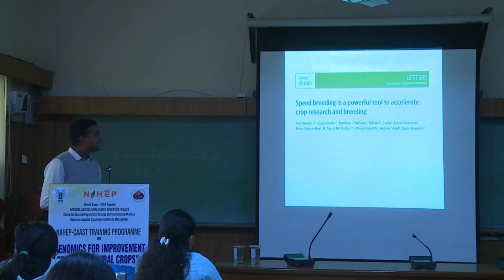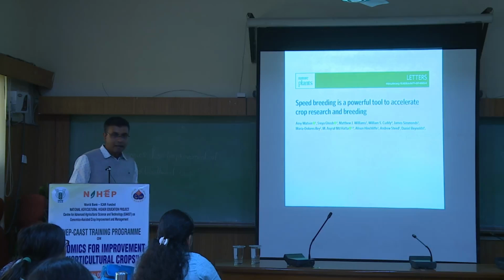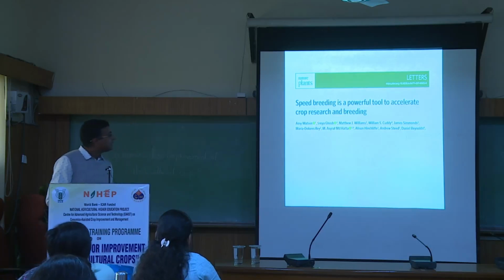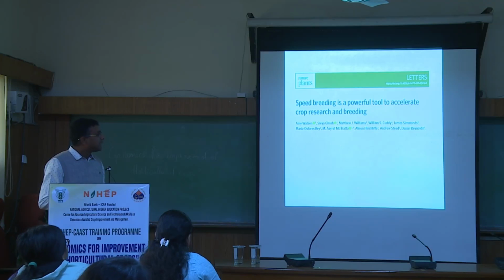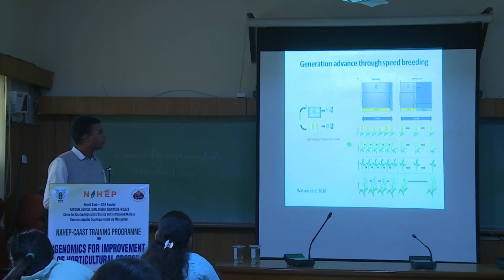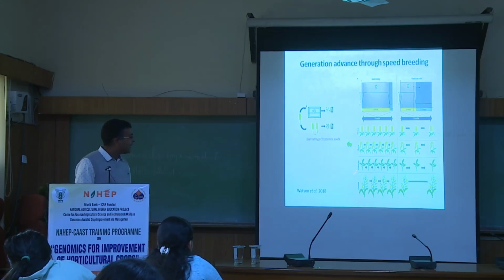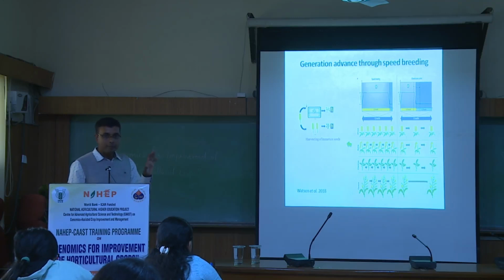So this is the actual landmark paper in speed breeding, which came in Nature in the year 1998, no? So this is Watson, no? Yeah, Watson. From the University of Wisconsin, they studied speed breeding in a set of 4 crops actually, no? And they found that in crops like wheat, barley, chickpea, and canola, they have taken 4 crops.